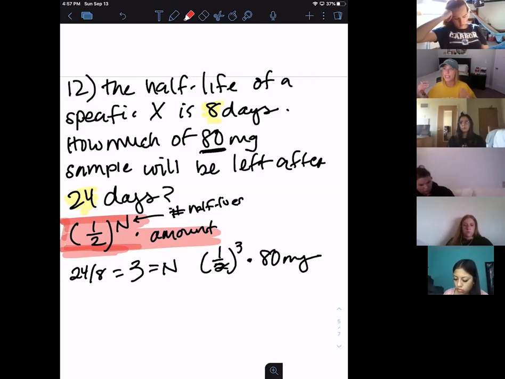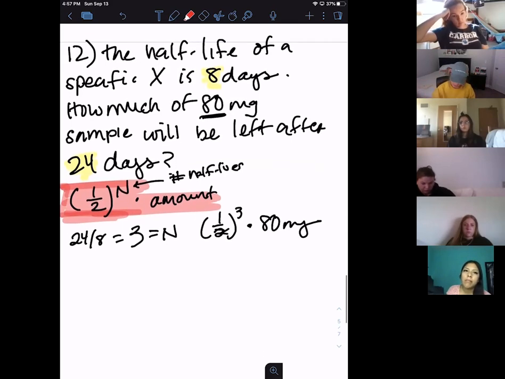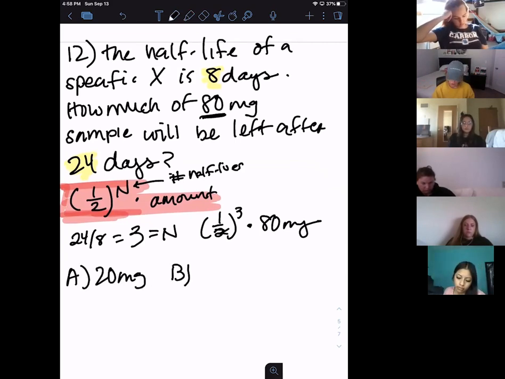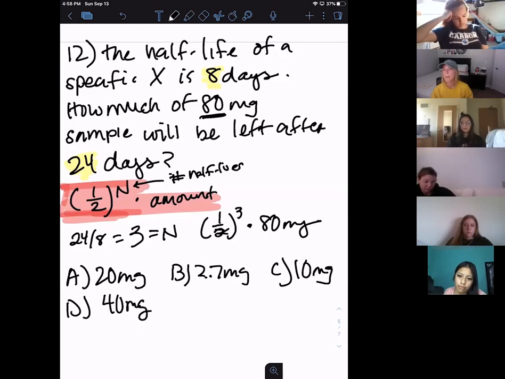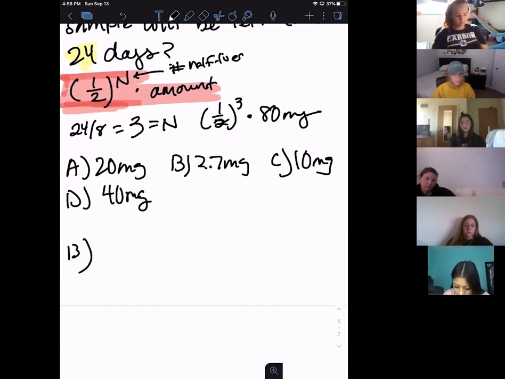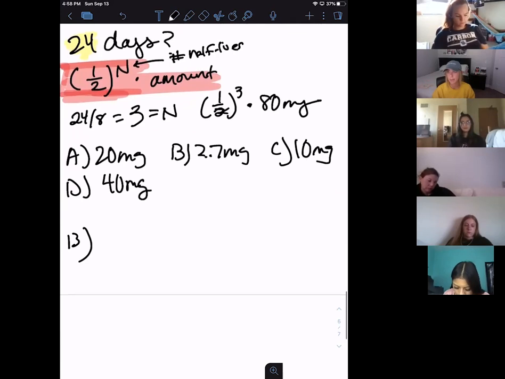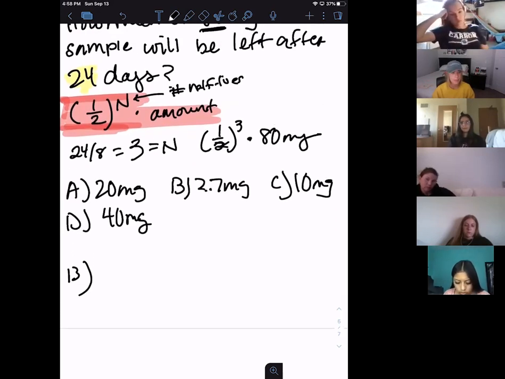Okay? Then we're going to take that 1/2 to the third times the amount, and that should give you 10 milligrams. And the options that he had were A, 20 milligrams, B, 2.7 milligrams, C, 10 milligrams, or D, 40 milligrams. Okay? So even though it's multiple choice, you will need to do some work. So just remember that for half-life and you'll be Gucci. All right. 13. Any questions on that? Seriously, just remember that. Okay?